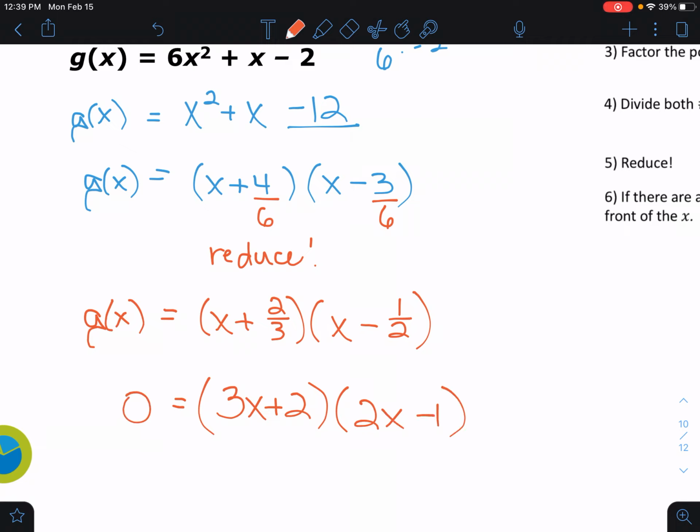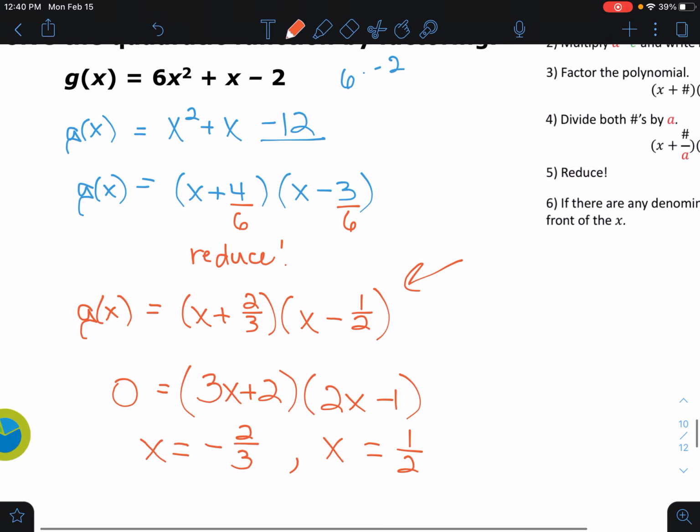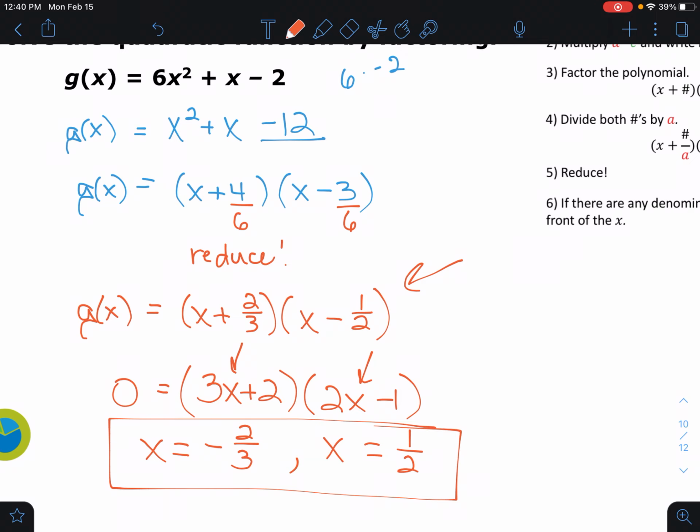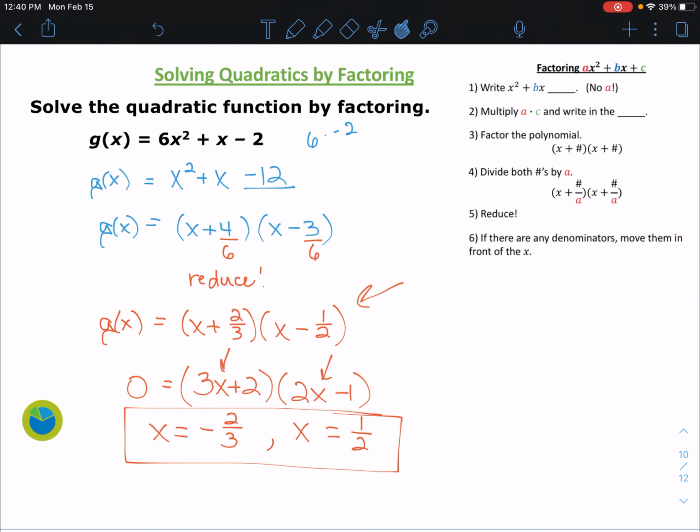So this is the factored form. I want to set it equal to 0. What are my x values that would make this equal 0? Again, you can look here at this line to determine that. So my x values would be negative 2/3 and positive 1/2. If you were to plug in negative 2/3 here, you would get 0. If you were to plug in 1/2 here, you would get 0. So these are my two roots, okay? And that is a review of solving by graphing and factoring.